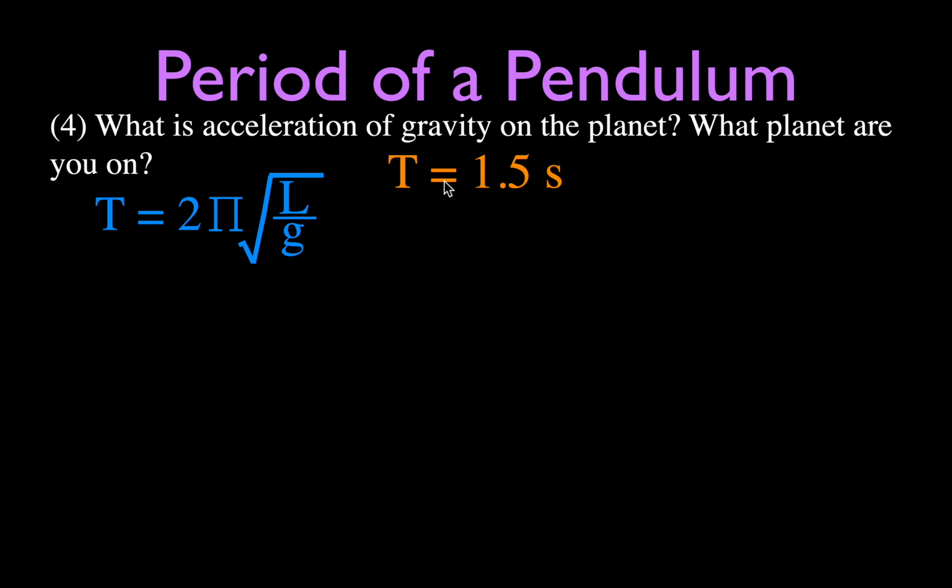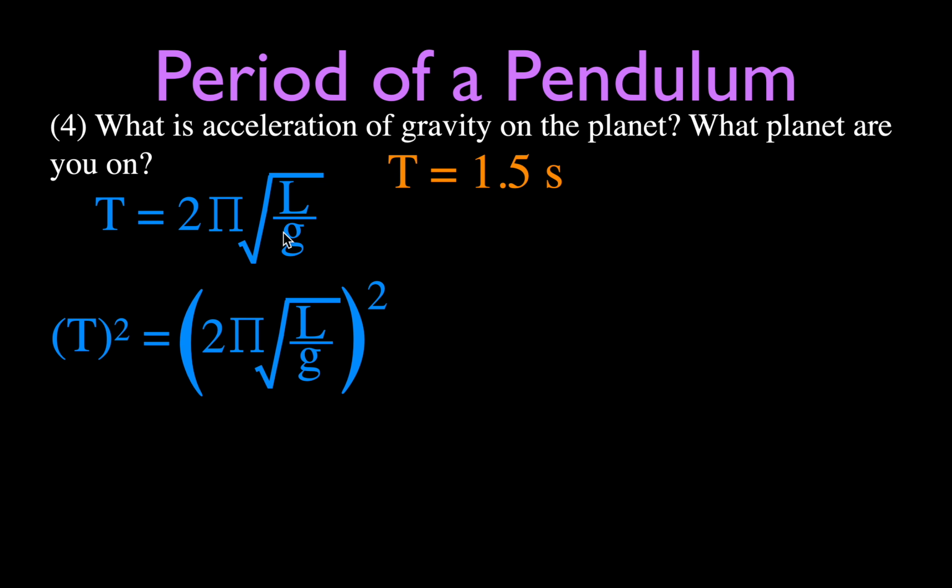Here's the period we calculated on the previous slide. We want to solve for g, so we're going to do the same thing. We're going to square both sides. Once again, we get t squared. And then the square here is going to cancel with the square root. So we're going to square the whole thing, which means we're going to get 4 pi squared L divided by g. Okay? This square cancels with the square root sign. But we've got to remember to square the 2 and the pi. 4 pi squared L over g.